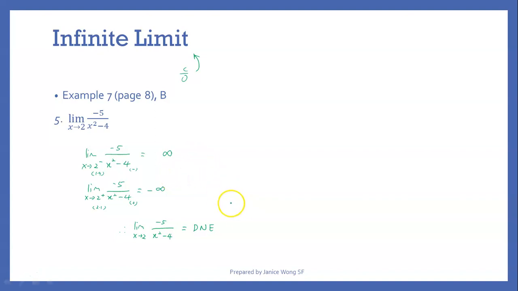I hope by now you know whether the question is related to infinite limit or not. When we do the direct substitution, and if we get something over 0, it must be related to infinite limit. For one-sided limit, the answer must be either positive infinity or negative infinity. But for two-sided limit case, we have to come up with the one-sided limits, left end and right end, in order to draw the conclusion for the two-sided limit.